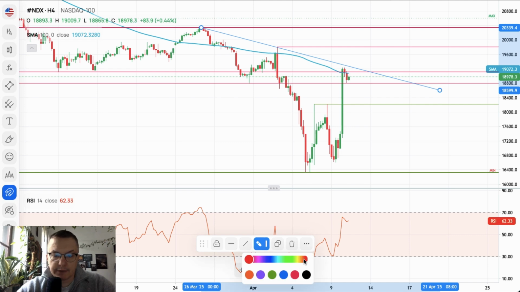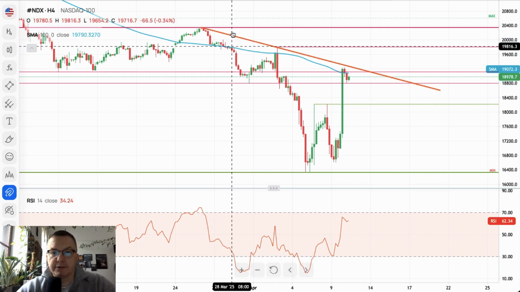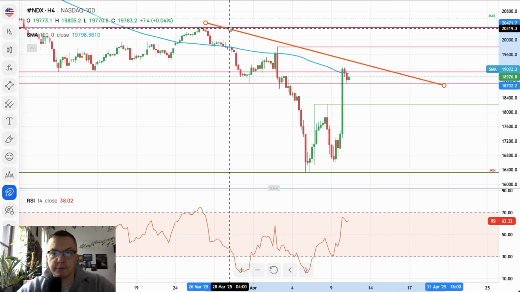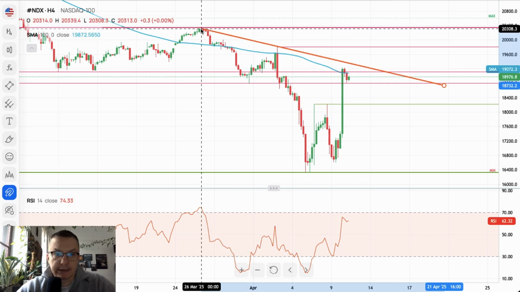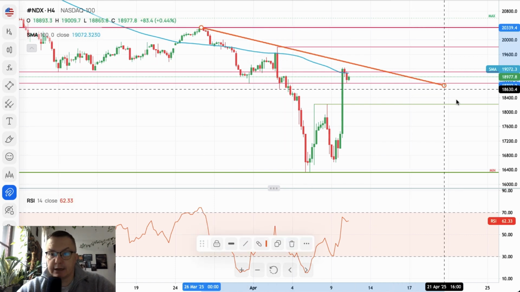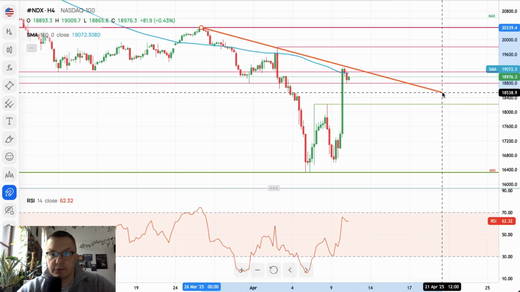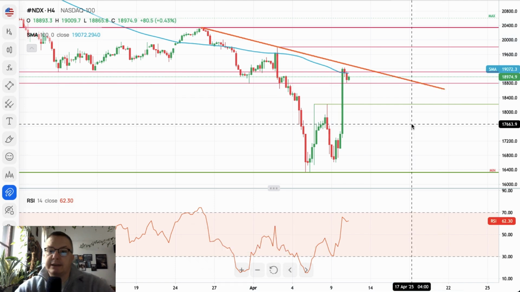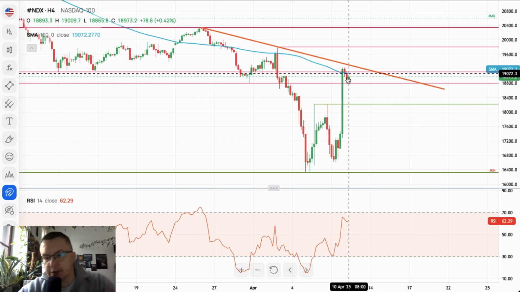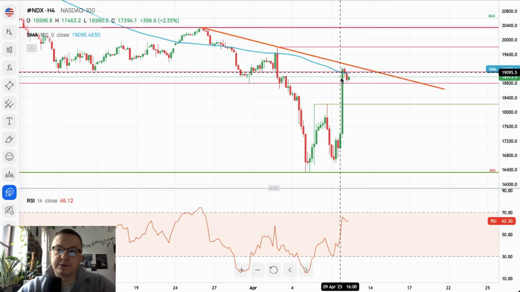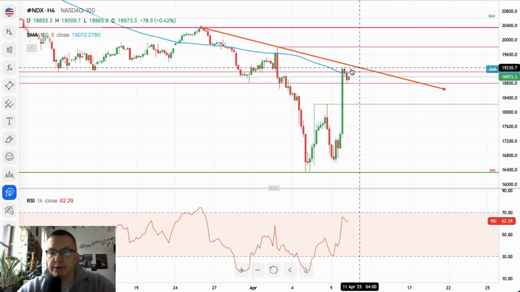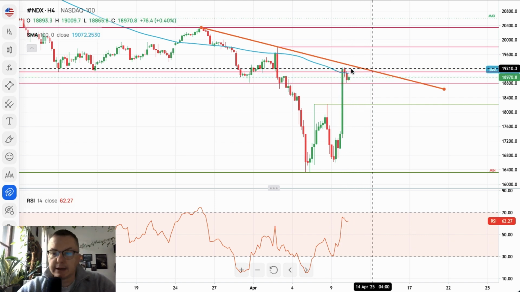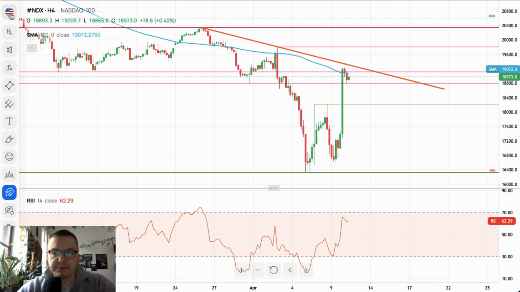NASDAQ 100. Let me just place this line here. So this is our trend line. Obviously, this trend line has been attached to the swing high here. Let me just move it a little bit, so we are touching it for the extremes. So it looks like a very interesting situation. Bulls need to break above this level here in order to continue higher. Otherwise, we will have the full retracement. So that was the NASDAQ.